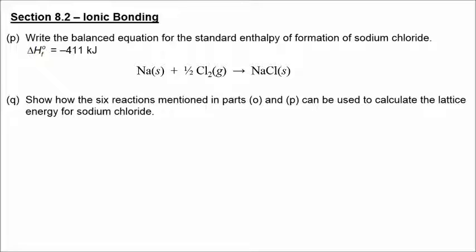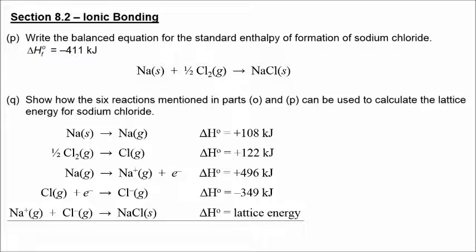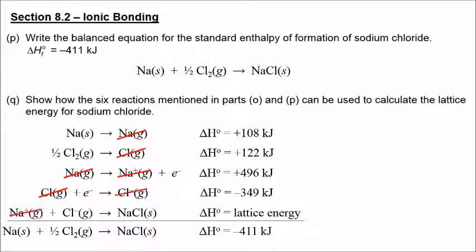That process releases 411 kilojoules. So how can all 6 of these reactions be used to calculate the lattice energy? Well, if we write all these equations, you can see that the sum of these first 5 equations is equal to the sixth equation. If we cross out the things that are the same on both sides, what we have left is solid sodium plus half a mole of chlorine gas to produce 1 mole of sodium chloride.